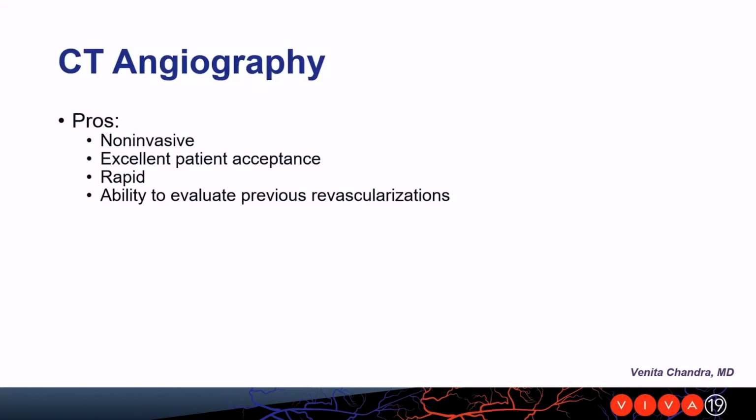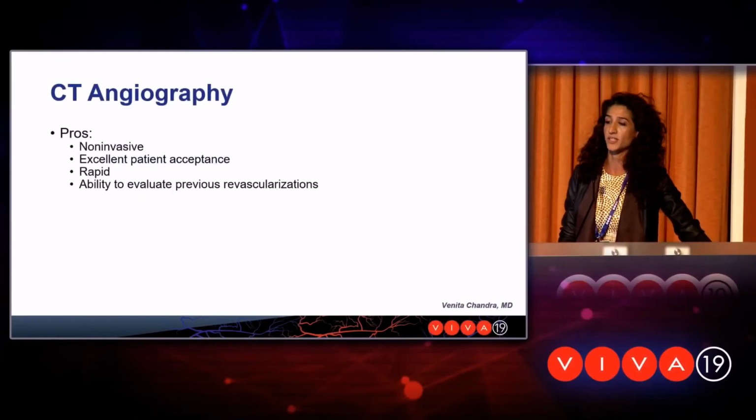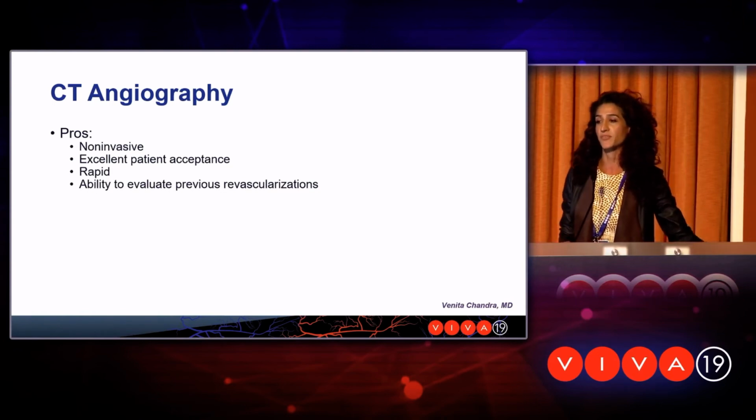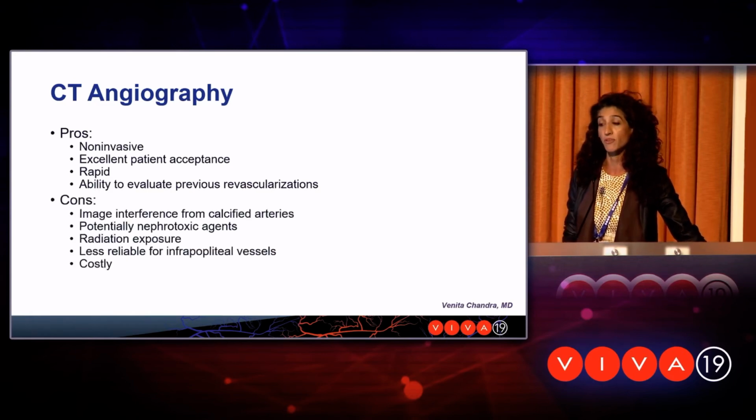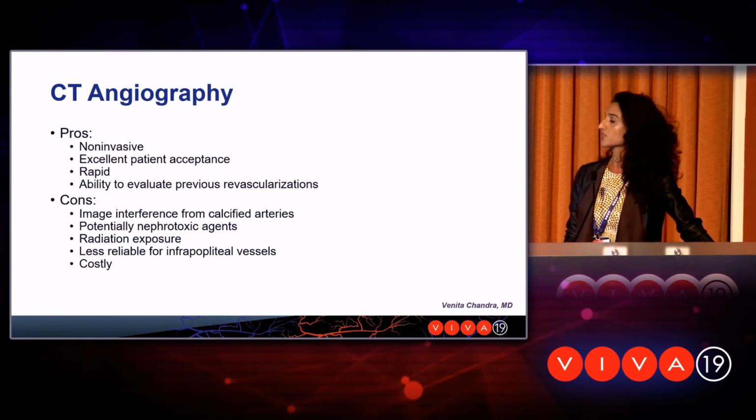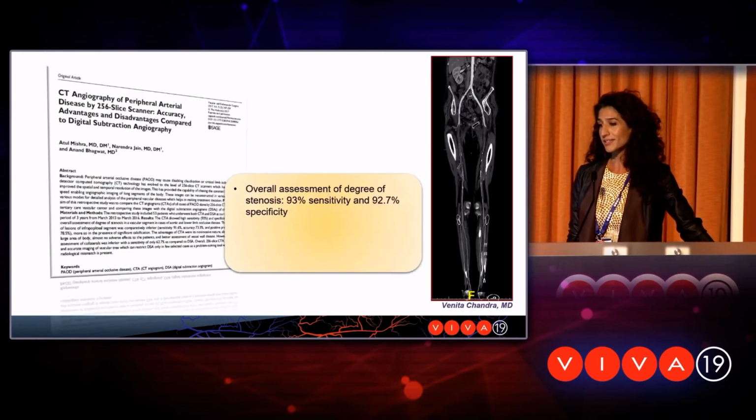So let's look a little bit at what the potential benefits of these cross-sectional imaging modalities are. CT angiography: it's non-invasive, excellent patient acceptance, it's rapid, and we have the ability to evaluate previous revascularizations, I think particularly helpful. The cons, of course, are image interference with calcified vessels, nephrotoxic exposure, radiation exposure, it's potentially less reliable for infrapopliteal vessels, and it can be costly.